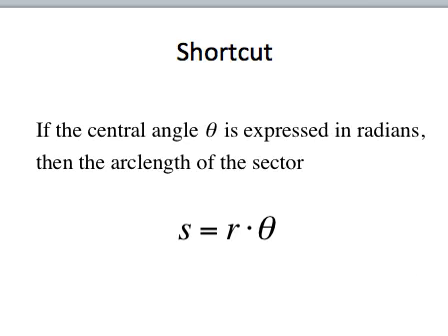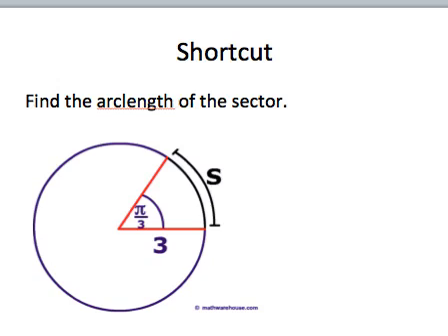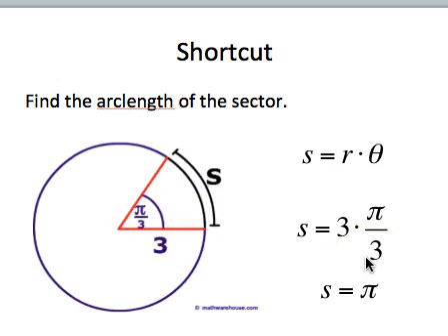So there is our rule. And looking at this, if we want to find s, it is just r times theta. R is 3, theta is pi over 3. 3 times pi over 3, which is pi.